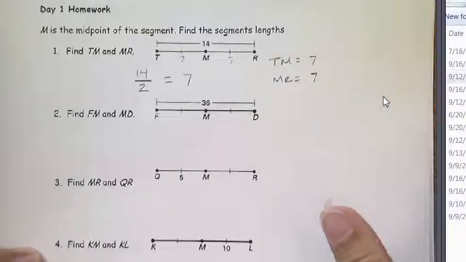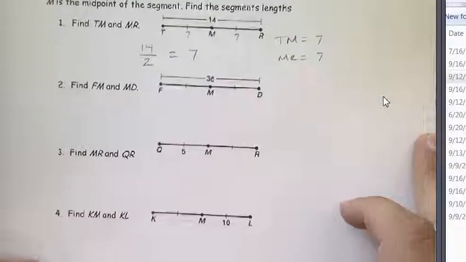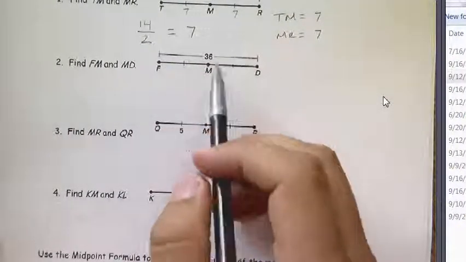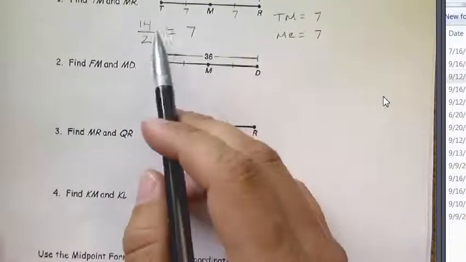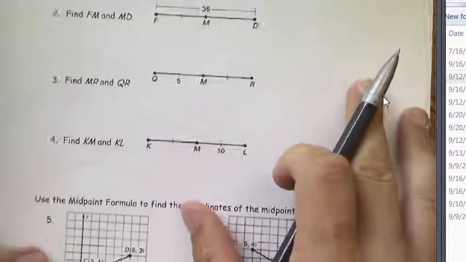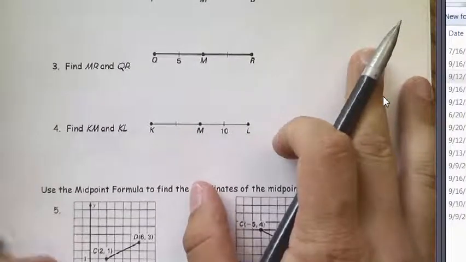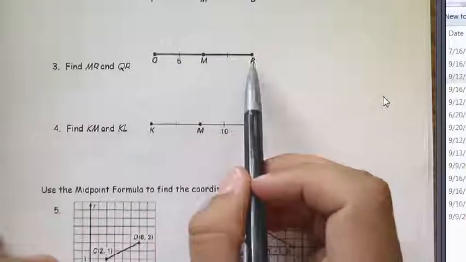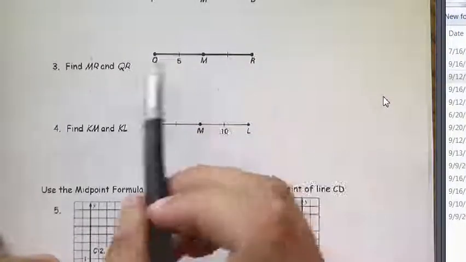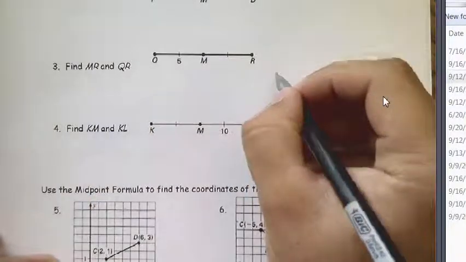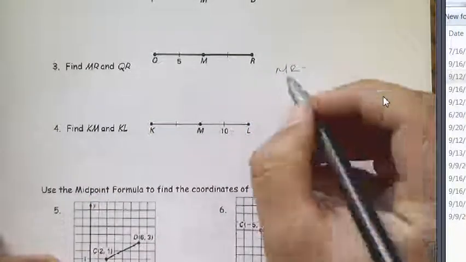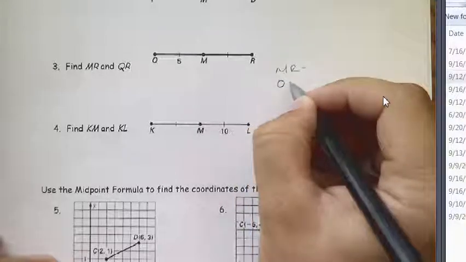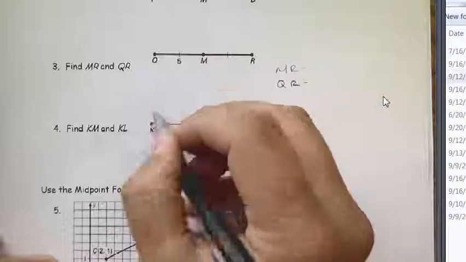Let's go to question 3. Question 2 is very similar to how we set up question 1. Question 3 is a little different. For question 3, M is our midpoint again, for our line segment Q and R. We are trying to find the length of MR, and we're also trying to find the length of QR, the full line segment.